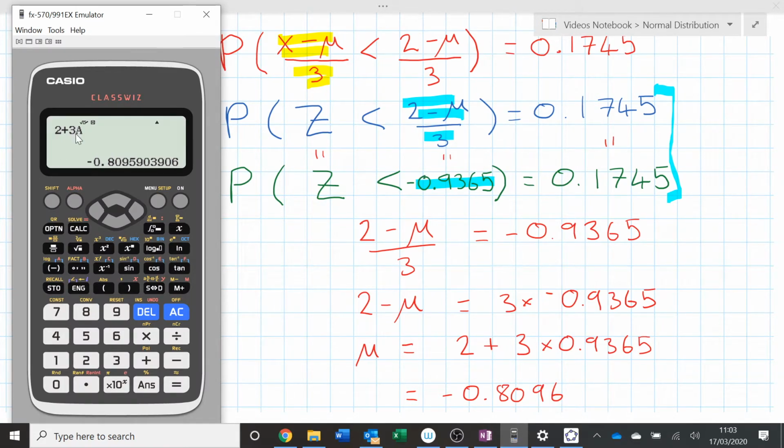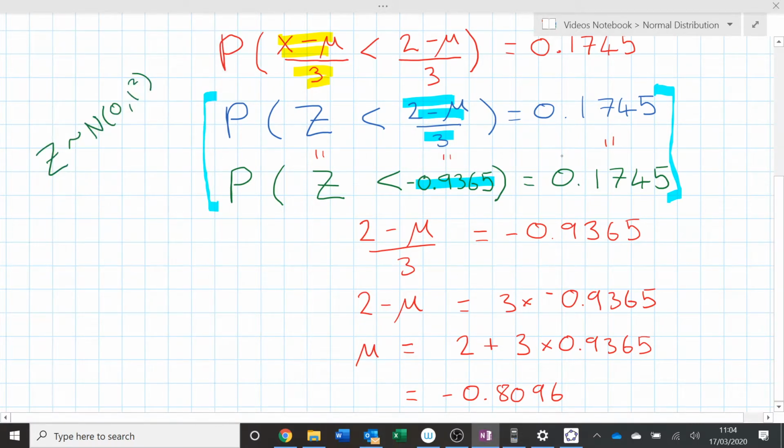My A value is negative, isn't it? And I've done it wrong. So let's correct it. It should be 2 minus 3A with a bit of thought. That's more like it. 4.81. So yes, I could have easily seen that that was a pretty ridiculous thing to write. 4.81, okay, and that is my mu value. So I've finished that question.